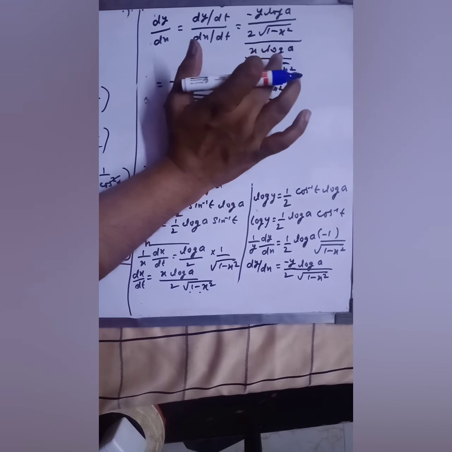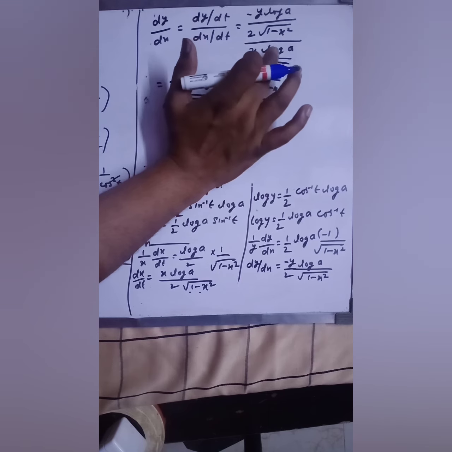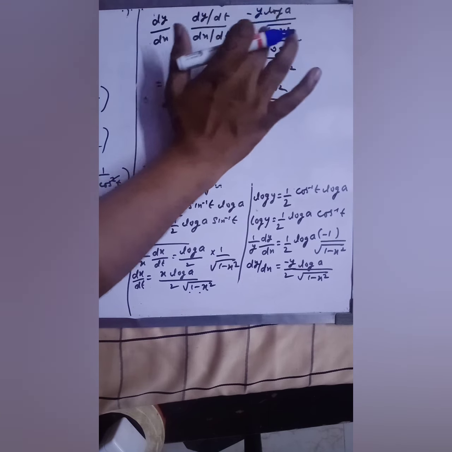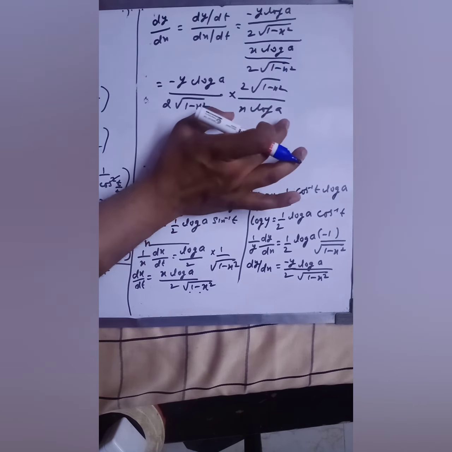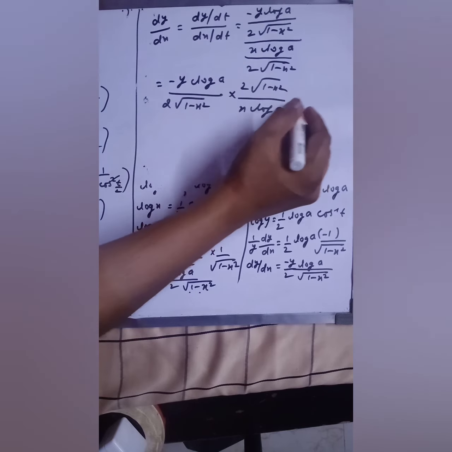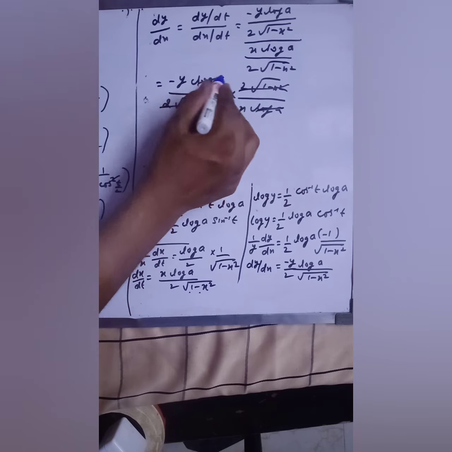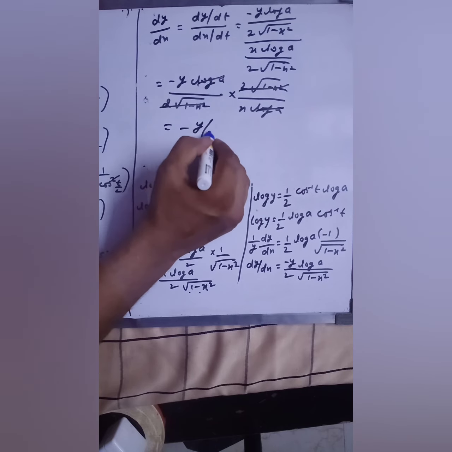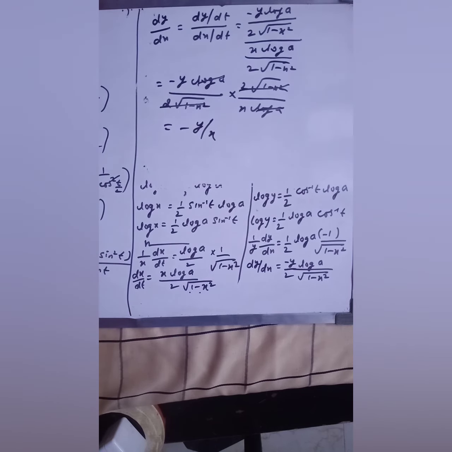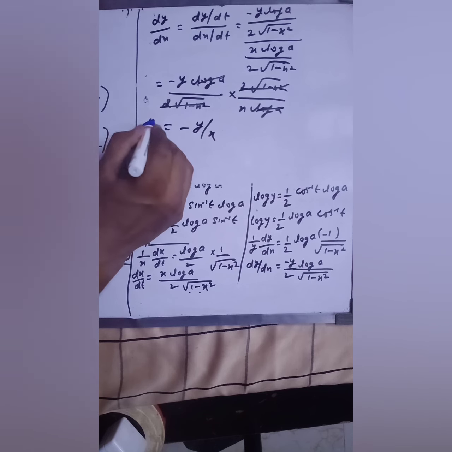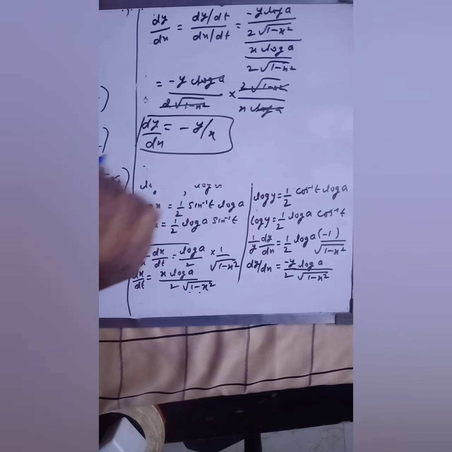Then how will you simplify it? You will just multiply this by the reciprocal of this. Okay, this is log a. Now as you can see, this and this will cancel out, log a and log a cancel out, and you will get minus y by x. This is what you have to prove. Got it? So this is how you can solve this question.